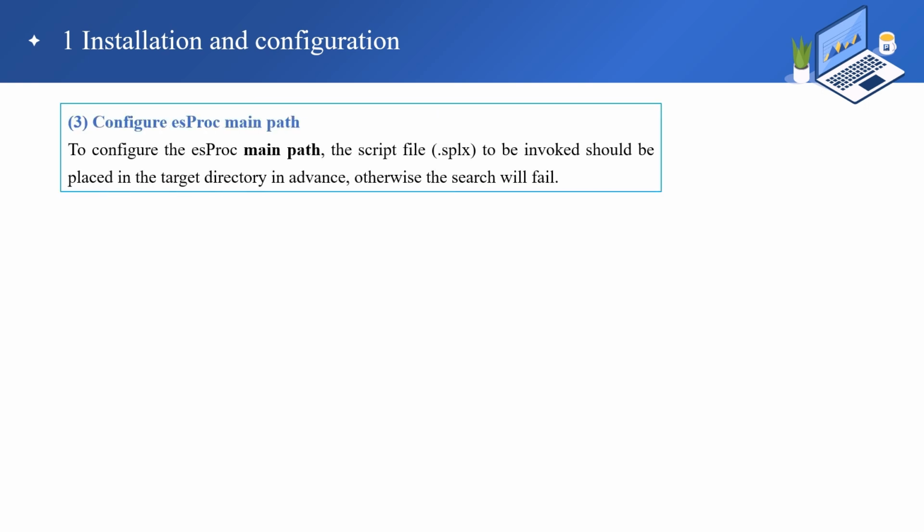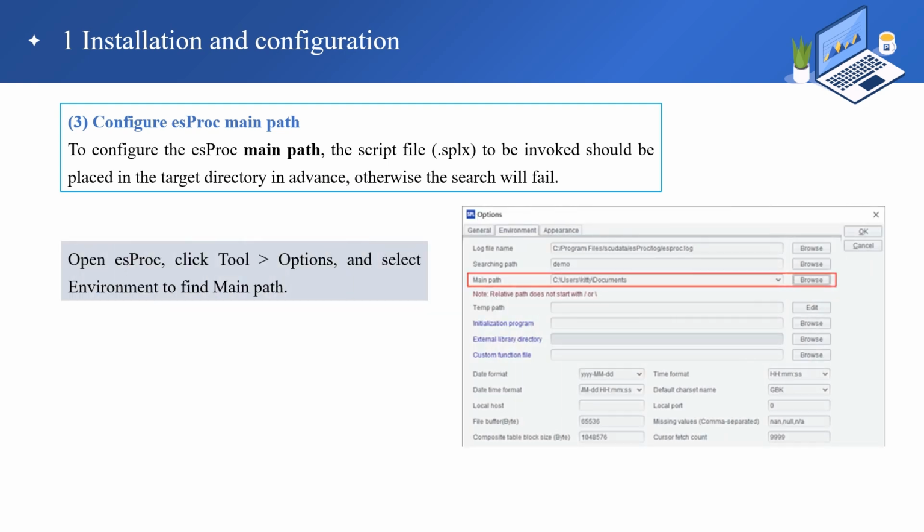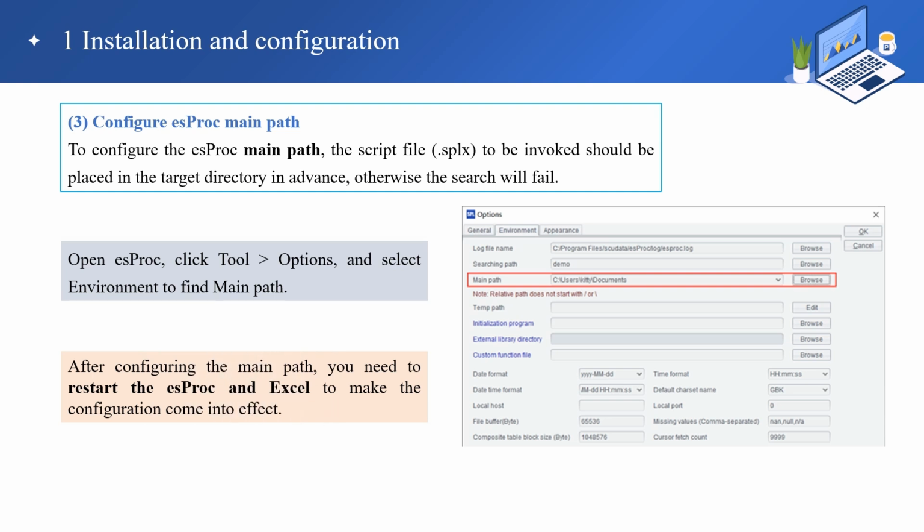3. Configure SPROC main path. To configure the SPROC main path, the script file to be invoked, i.e., .splx, should be placed in the target directory in advance, otherwise the search will fail. But in most cases, we will write the code in Excel cell instead of invoking a script, so there is no need to configure the main path. To set the main path, open SPROC, click Tool, Options, and select Environment to find main path. It should be noted that after configuring the main path, you need to restart the SPROC and Excel to make the configuration come into effect.